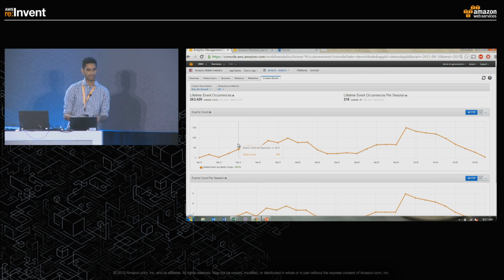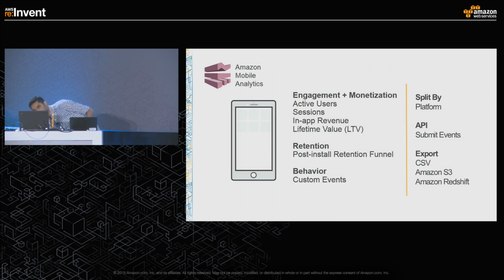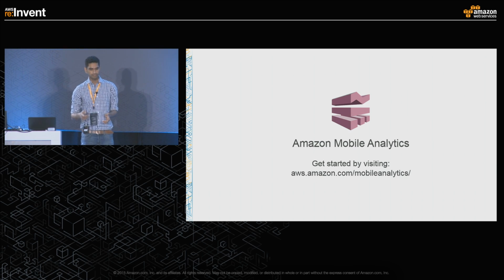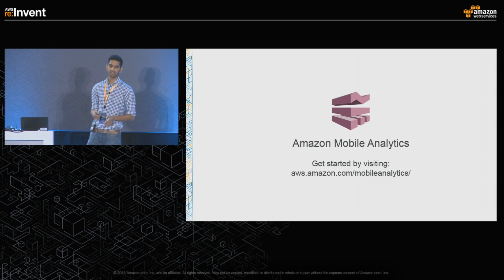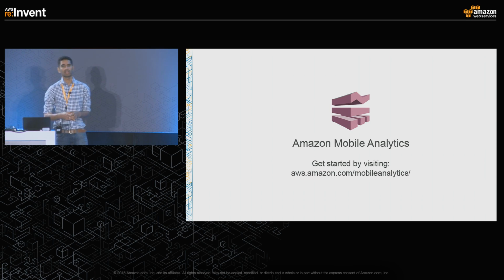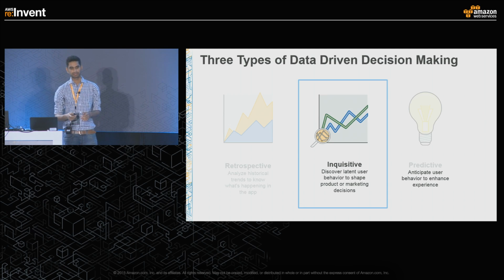Let's quickly switch back to our demo, the presentation. So you could get started using Amazon Mobile Analytics really easily. You could go to the link aws.amazon.com/mobile analytics, and there's great documentation out there that will help you integrate this app easily.